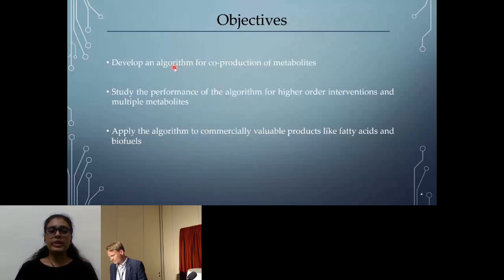So our objective was to develop an algorithm to study the co-production of metabolites and study its performance for multiple metabolites and higher order interventions. Higher order interventions are two or more amplifications or knockouts of genes. Here we have also studied the application of the algorithm to commercially valuable products like fatty acids and biofuels.